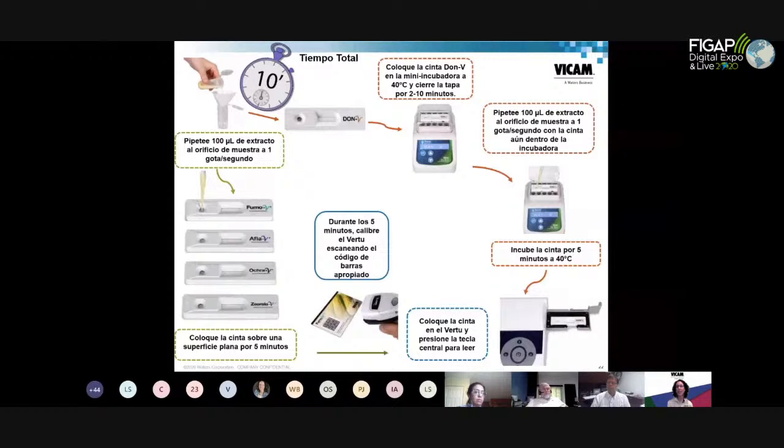Then that same extract can be used to test for up to 6 toxins.